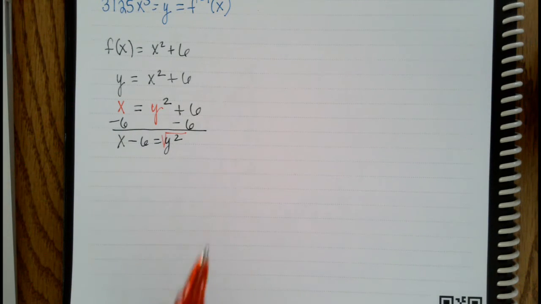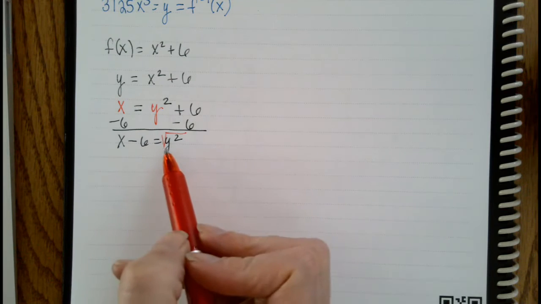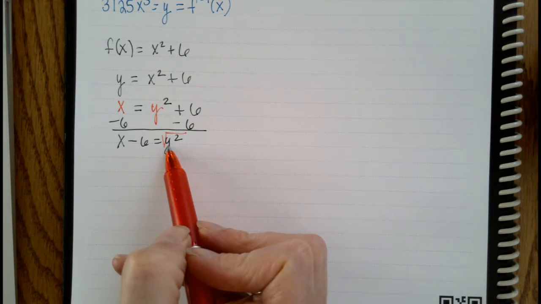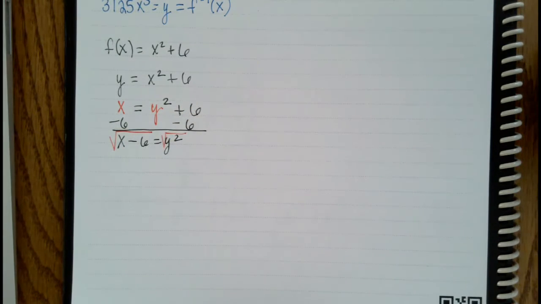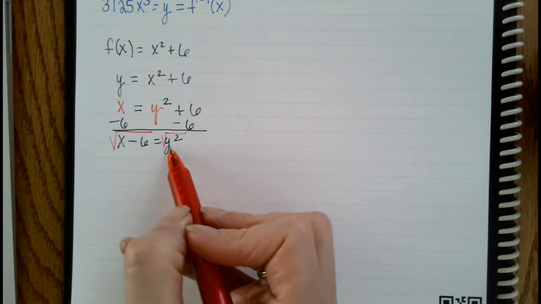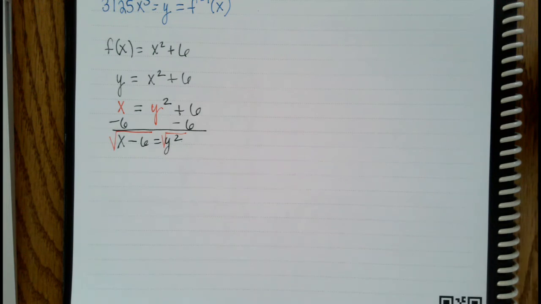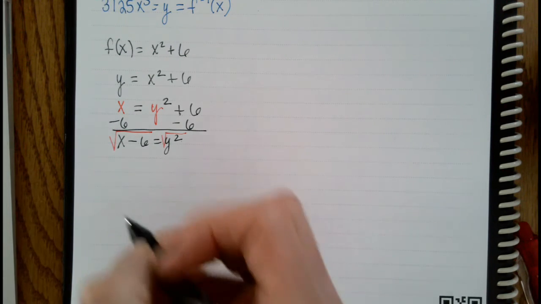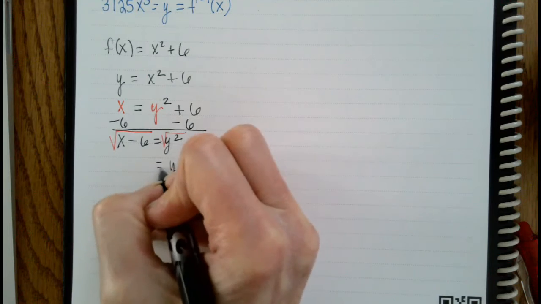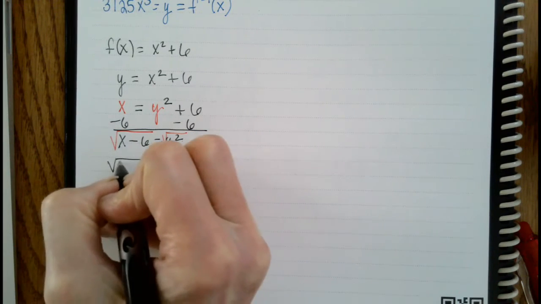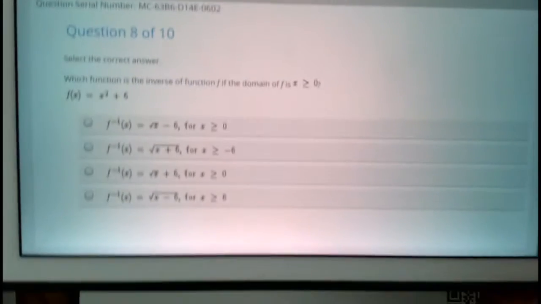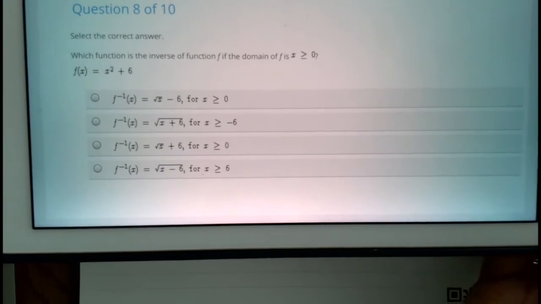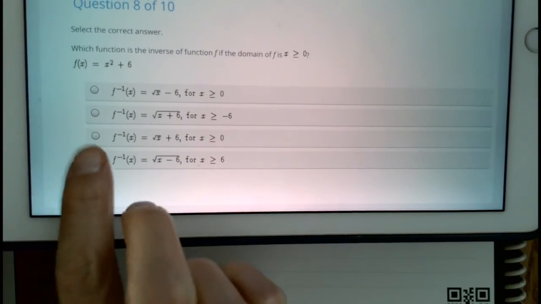So again, what I'm doing is I'm taking the square root of the right side, so I also have to take the square root of the left side. I'm taking the square root because we have to undo the squared. So when we take the square root of both sides, we get y equals the square root of x minus 6, which does happen to be the answer here. So it's going to be the bottom choice on there.